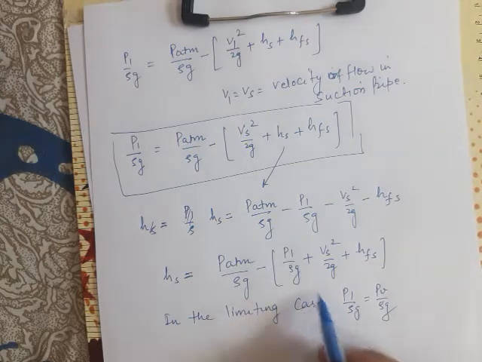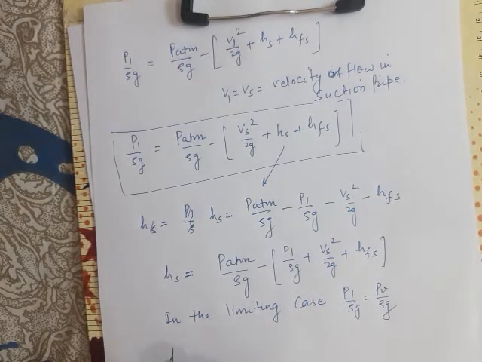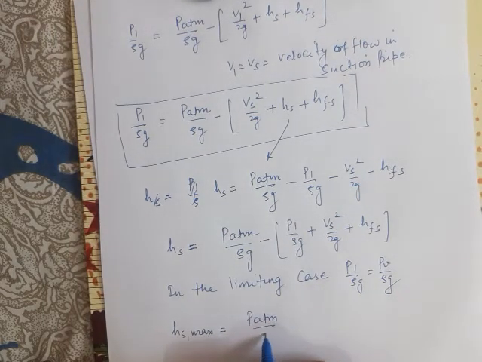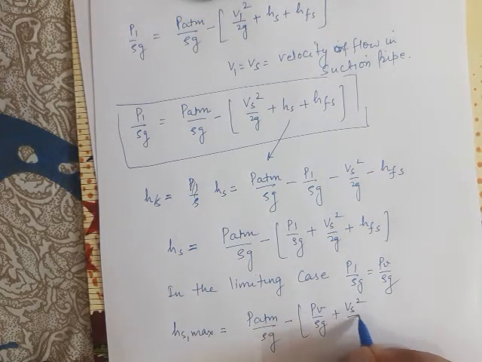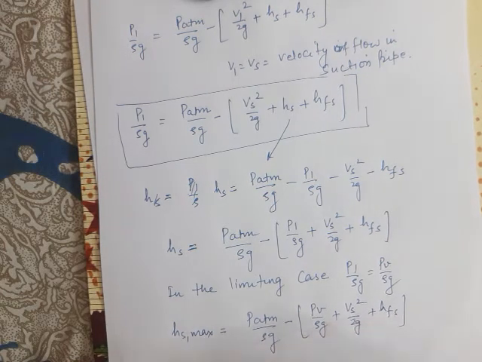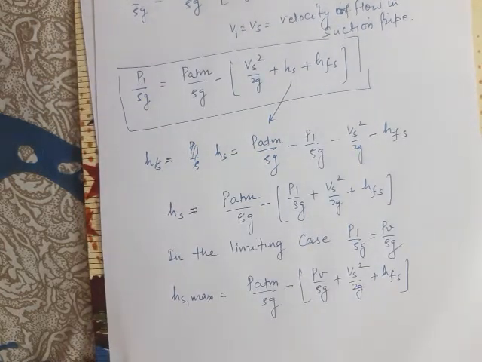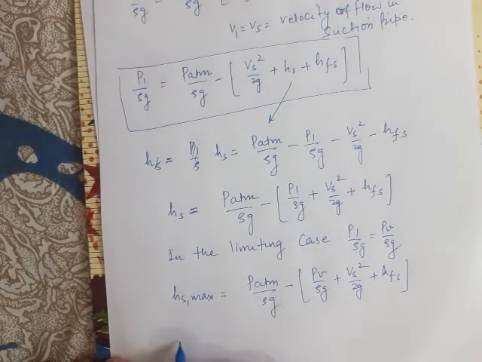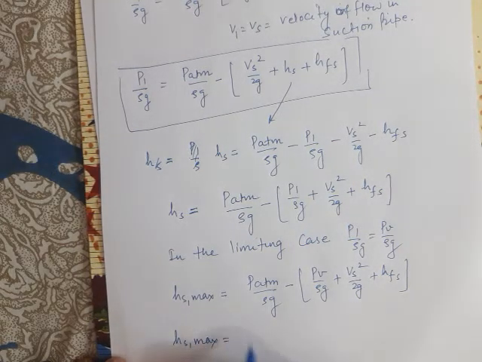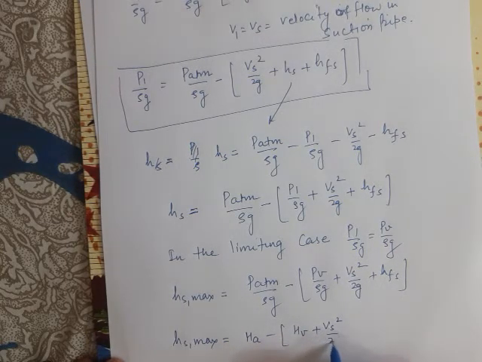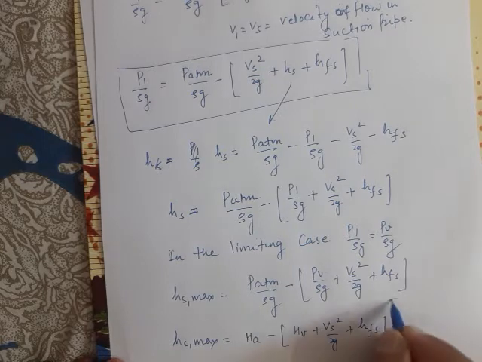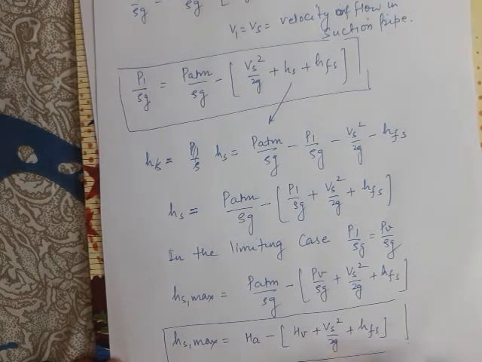So in the limiting case, taking P1 by rho g equals PV by rho g, we will have the maximum suction lift as P ATM by rho g minus PV by rho g plus Vs square by 2g plus HFS. Clear? So further it can be written as HS maximum, the maximum suction height, equals P ATM by rho g, written as HA, the atmospheric pressure head, minus PV by rho g, the vapor pressure head, plus Vs square by 2g, plus HFS, the head loss due to friction. This is the expression for the maximum suction lift.